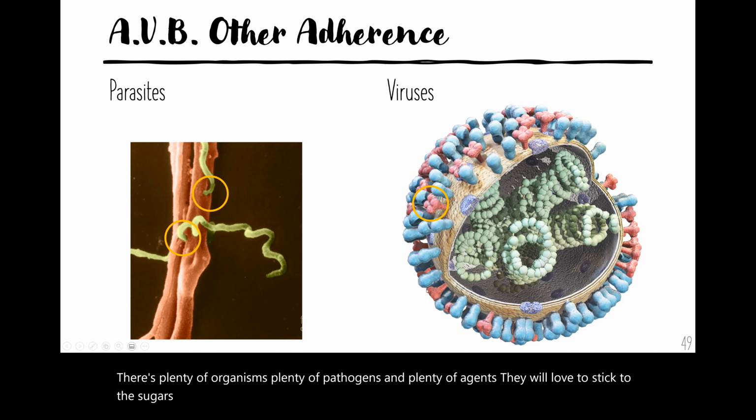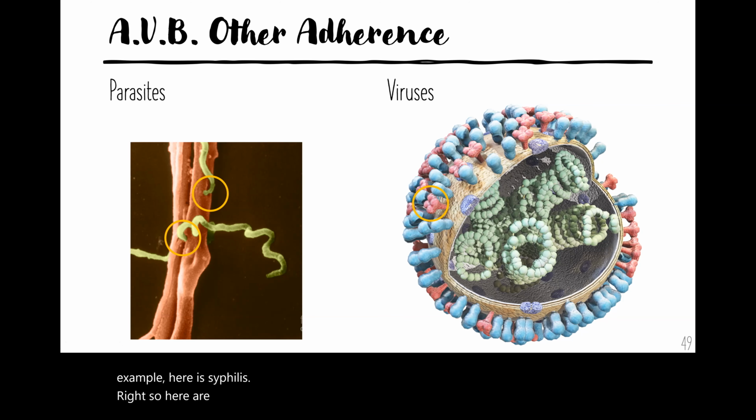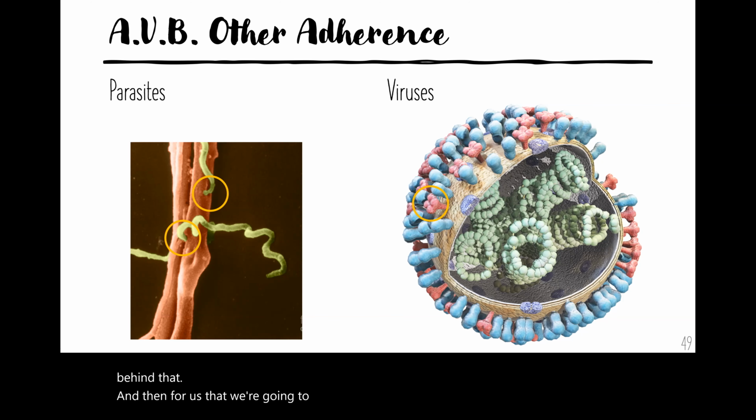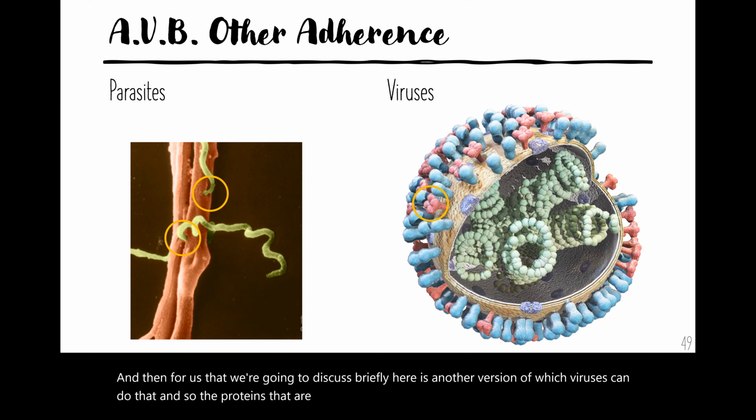Now, a slightly different version, the one you're seeing on the left here, is syphilis, right? Here, a wonderful organism called Treponema pallidum uses part of its tail to insert itself, to stab itself into tissue and literally remain attached. So that's a slightly different variation. And then the one we're going to discuss briefly here is another version in which viruses can do that. The proteins that are outside the virus, in this case, can also act as these adhesins, if you will, right?